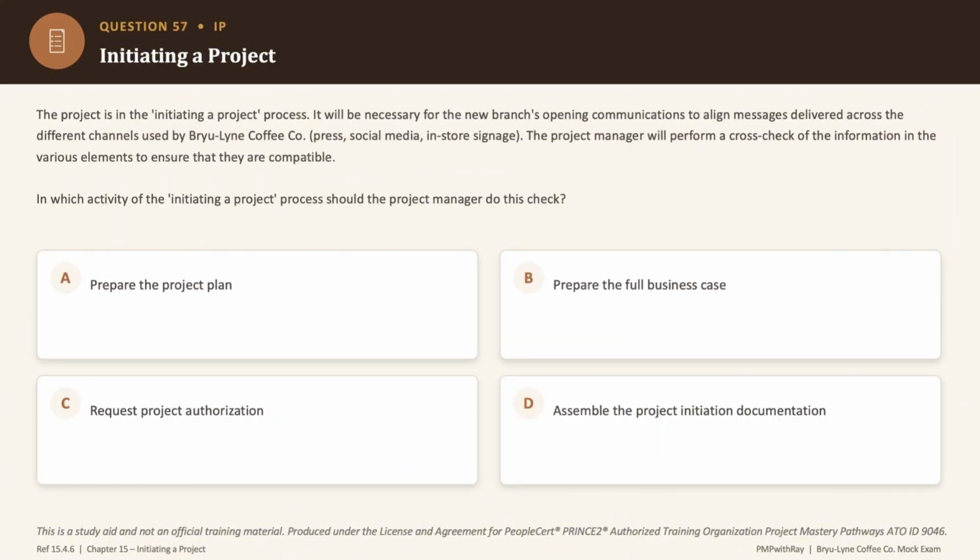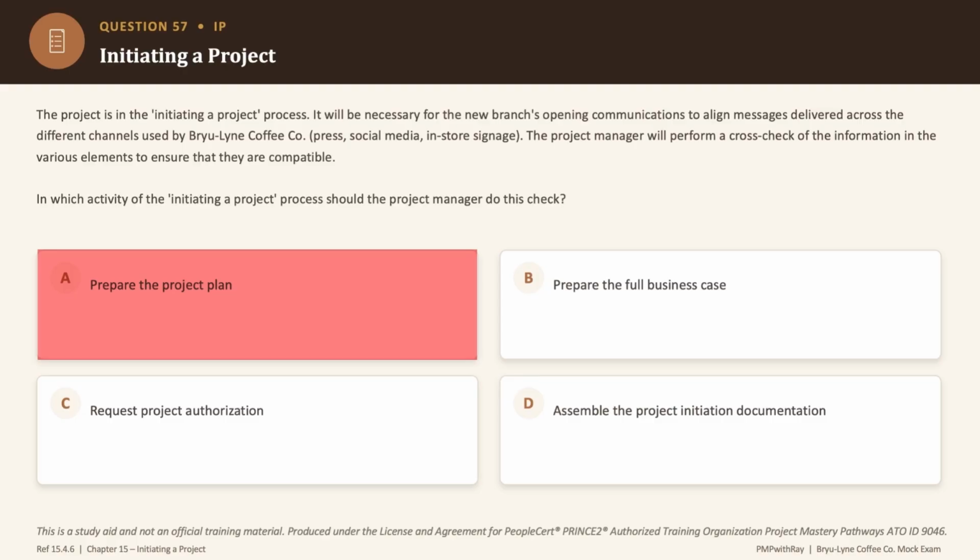Next, question number 57. So the new branch needs its opening communications aligned across the press, social media, and in-store signage, and the project manager wants to cross-check all of it for compatibility. Now the question is asking which activity this check belongs to. Right, so option A, prepare the project plan, okay? Now this is about the people, the timings, and the resources, okay? Not the communication alignment. So an incorrect answer choice.